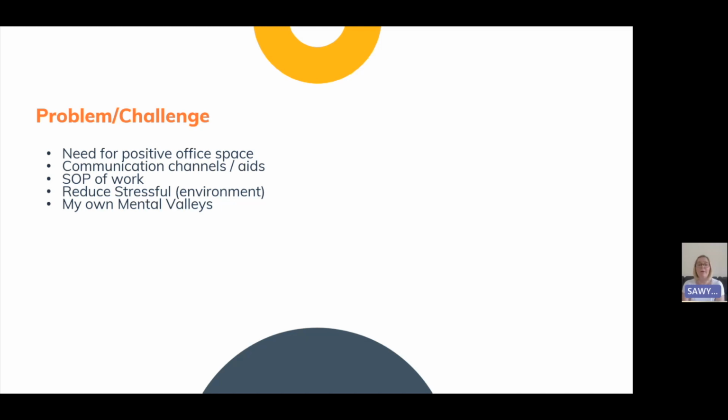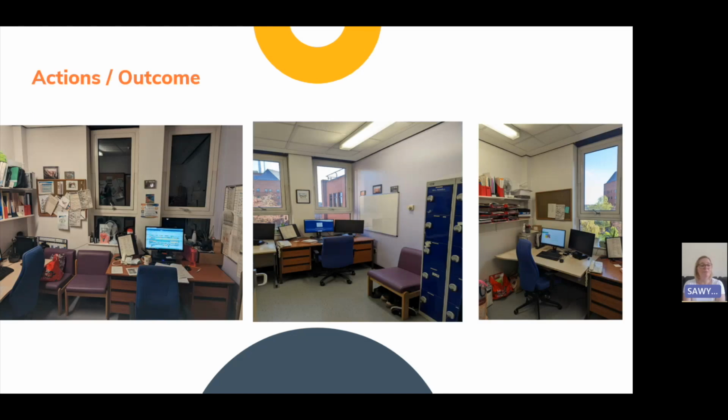What I mean about my own mental valleys is that I knew a bit about LIM before I started the course, before I started this project, and I had already decided what the problem was and how I was going to solve it before I had even entered. I started, jumped in, and I've 5S'd the office space. On the left hand side you can see what the office was like, and the middle and the right one are what it looks like after.